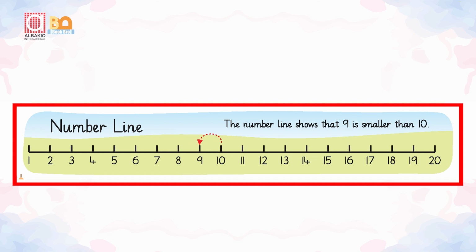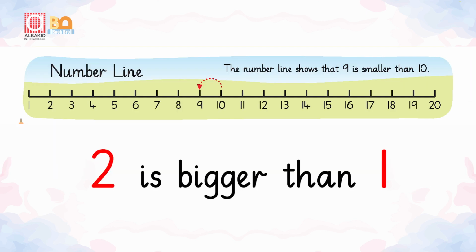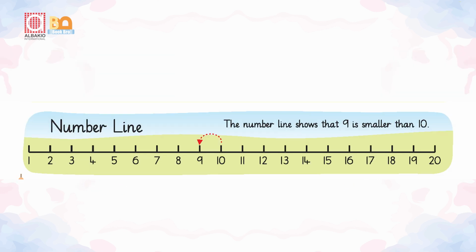Now look at this number line. On this number line, the number 1 is the smallest number and the number 20 is the what? Biggest number. Great. This number line is telling us that 2 is bigger than 1, 3 is bigger than 2, 4 is bigger than 3, 5 is bigger than 4. Similarly, this number line is telling us that number 1 is smaller than 2, 2 is smaller than 3, and 3 is smaller than 4.